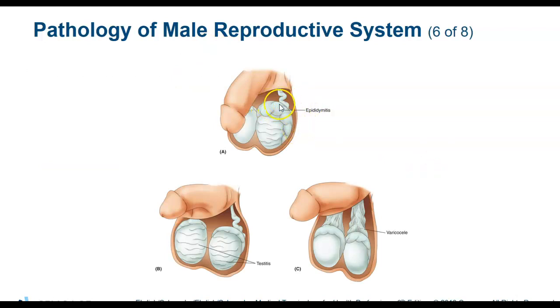So here's the epididymis, and this is epididymitis. It's inflamed. We don't need it to look like that. It generally looks like down here. This is where the testes are inflamed. And they're saying this is varicoceles, but we could also have the hydroceles here as well.